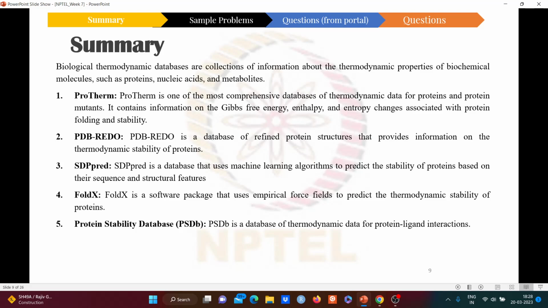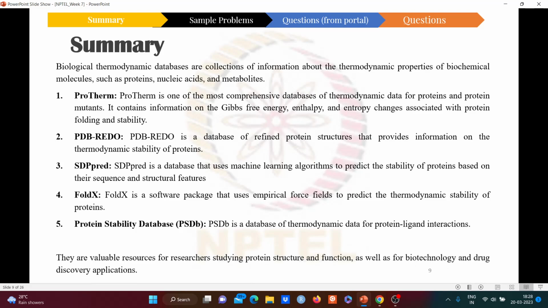The last one is the protein stability database. This has information on protein-ligand interactions. It contains information like Gibbs free energy, enthalpy, and entropy changes associated with protein-ligand binding, as well as experimental conditions such as temperature and pH. So these databases can be used to study the thermodynamic properties of proteins, predict the effect of mutations on protein stability, and design new proteins with improved stability and function.